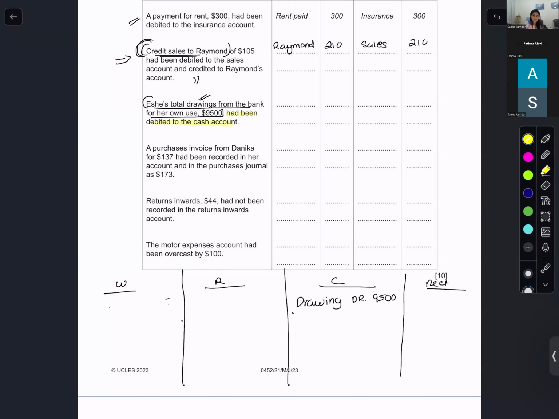No. Did they tell you they credited drawings? No. But what are they telling you? You have debited to cash. So they are telling you have done an error. You had to debit drawings, but what did you do? Debited to cash. You cannot do any wrong by yourself. You assume that they credited drawings. Can never do any wrong by yourself. You have to read the question, and the wrong what they have done, they will specify it to you directly.